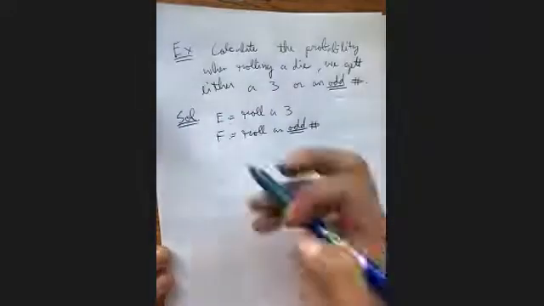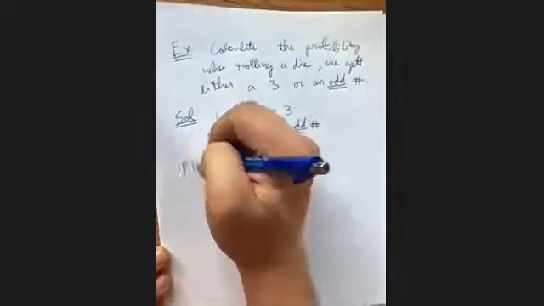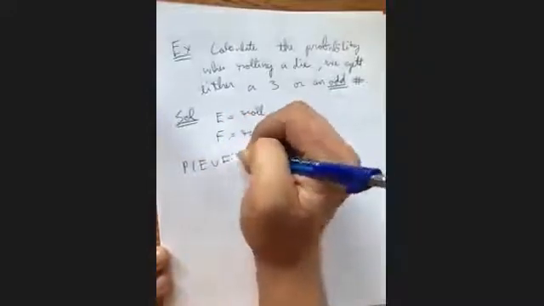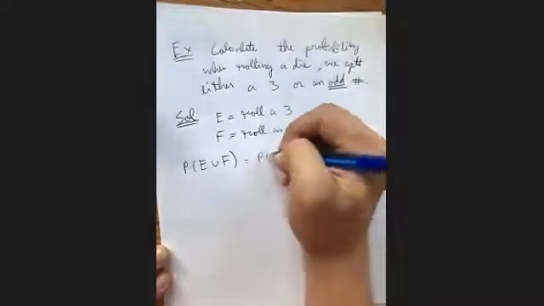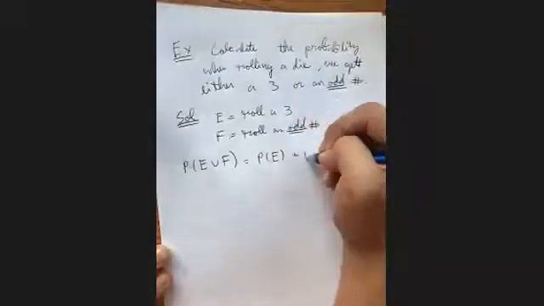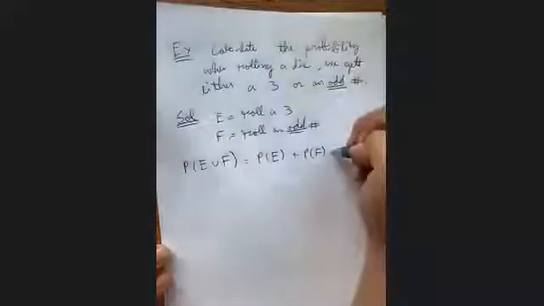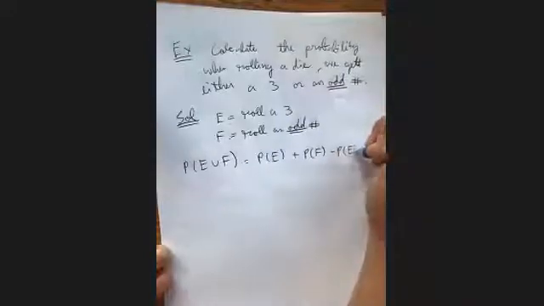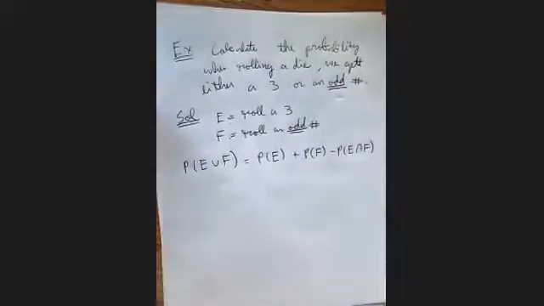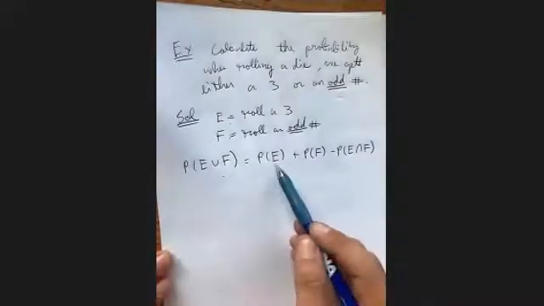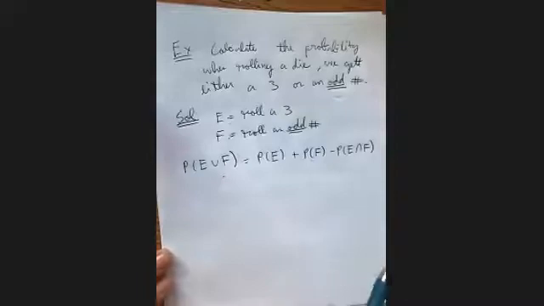If they're not mutually exclusive, then the probability of one or the other occurring must be equal to the probability of one occurring plus the probability of another occurring minus the joint probability, that is the probability of both of them occurring simultaneously. So let's figure out each of these three probabilities.